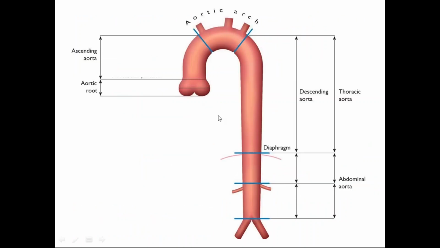After this, they will go all the way. All of this is the descending aorta. This portion is the diaphragm, dividing the thorax from the abdomen. The descending aorta is all this, descending, descending. But because it's above the diaphragm, this is called the descending thoracic aorta. And this is the descending abdominal aorta, under the diaphragm.